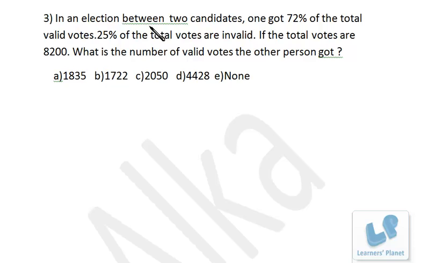Now, in an election between two candidates, one got 72% of the total valid votes, 25% of the total votes were invalid. If the total votes are 8200, what is the number of valid votes that the other person got? Now, 25% of the votes were invalid. That means 75% of this will be valid. 75% is what? 3 by 4. Now these are the valid votes.